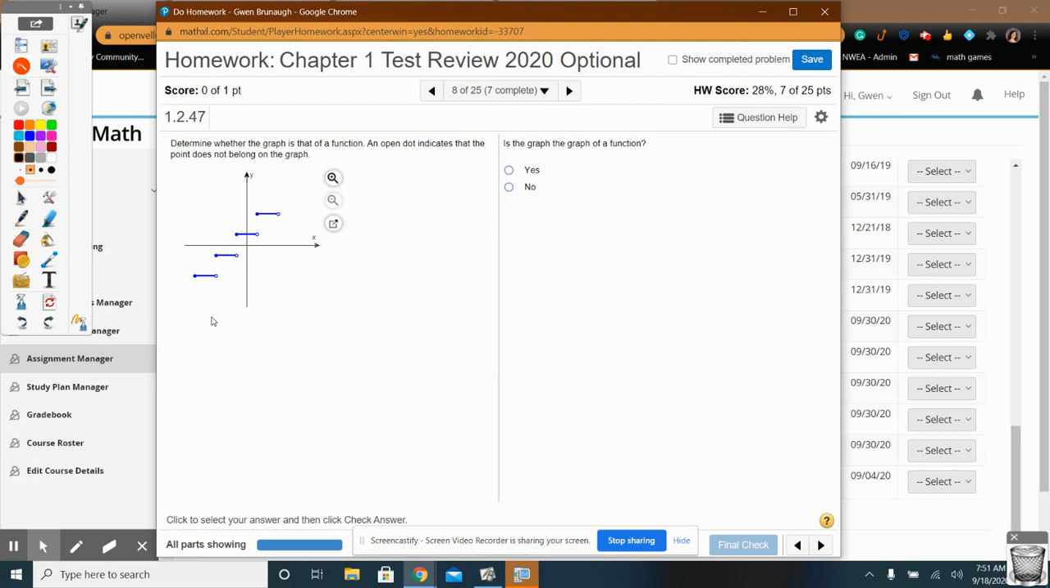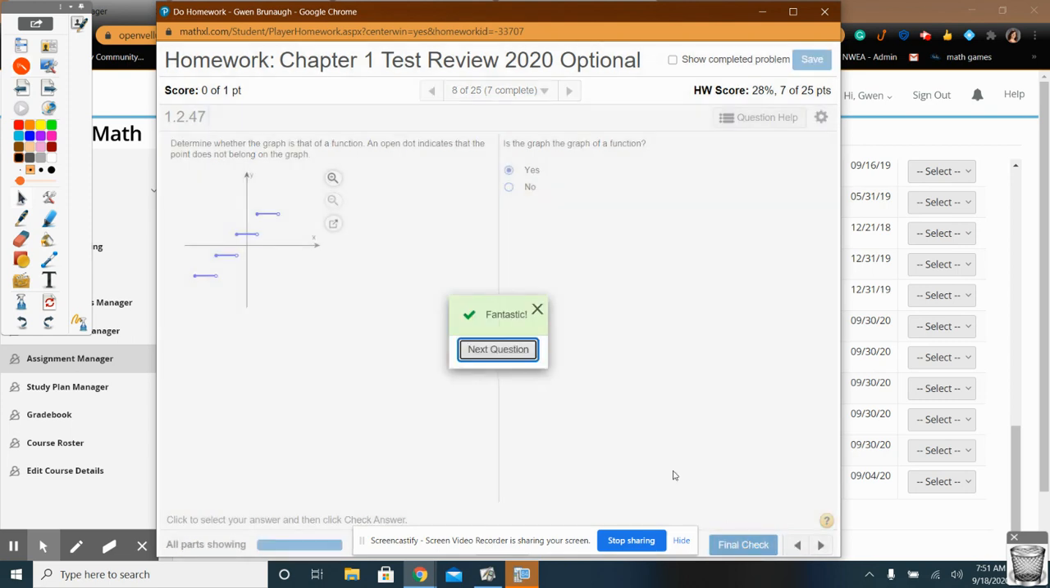Is this a function or not? You do have to pass the vertical line test. Every vertical line must touch it once. So the question is, what's happening here and at all these hops? Is it only touching it once in those spots? And the answer is yes, because there's a solid dot here and an open circle here. This is a function. It does pass the vertical line test.